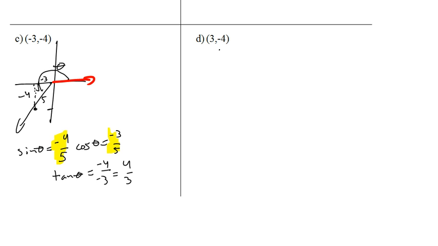Okay, and last guy, initial arm always here. This time our terminal arm is going to be at 3, negative 4. So there's our terminal arm. Going to go through 3, negative 4. And we always go counterclockwise, so we're going to have a really big angle here. There's our angle theta. Notice that's going to be bigger than 270. Again, we'll draw our triangle in here. So this is going to be negative 4. That's going to be 3, and that's going to be 5.